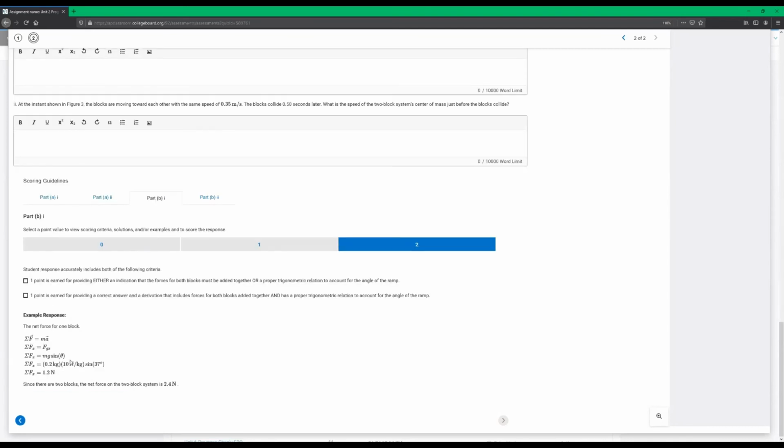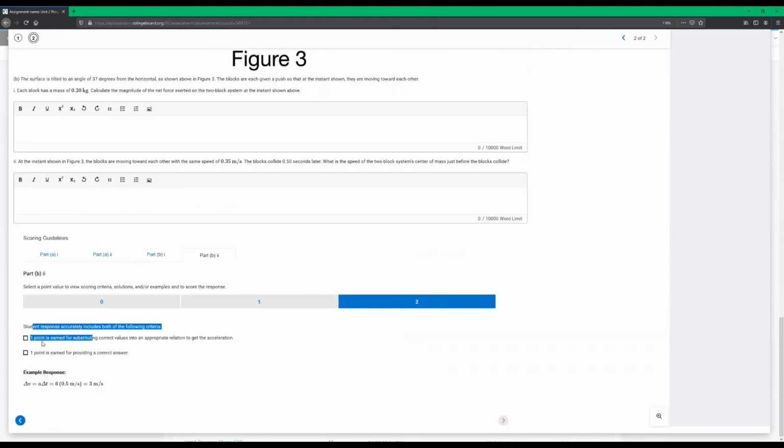For part B, we can go ahead and do the net force acting on 1 block, which is its weight times sine of theta down the ramp, 0.2 times 10 times sine of 37. And since there are 2 blocks in the system, the net force on the 2-block system going down the incline would be 2.4 newtons. And then for part B, section 2, 1 point is earned for substituting the correct values into an appropriate relation to get the acceleration. In this case, delta V equals A times delta T.